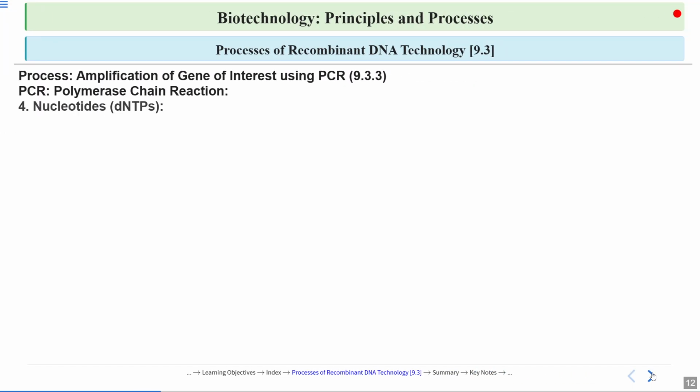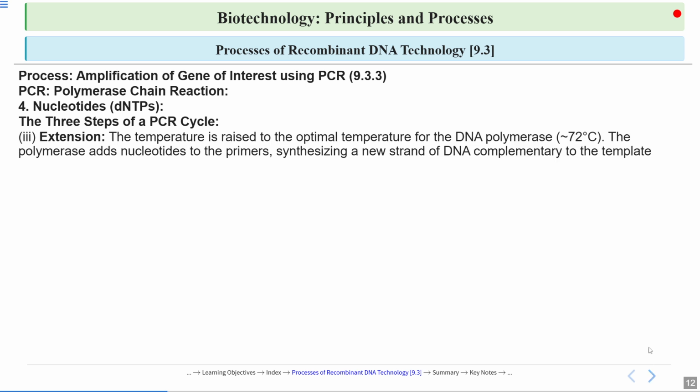The third step is extension. First we have denatured our double stranded DNA into single strand DNA. Now both the primers go and bind to their complementary sequence in that DNA. Now the temperature is raised to the optimum temperature for our DNA polymerase, that is Taq polymerase, which is 72 degrees Celsius. And now the polymerase adds nucleotides to that primer and synthesizes a new strand of DNA which is complementary to that template.